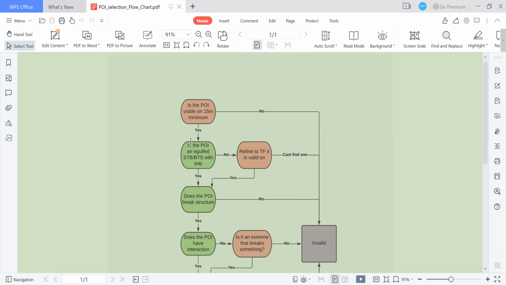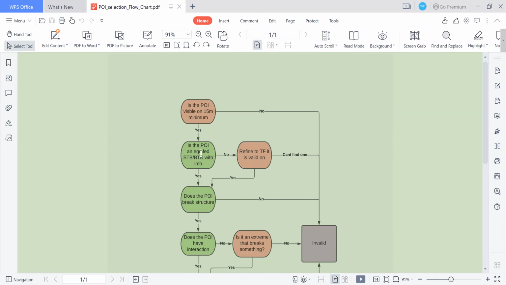Now, the next question says, is the point of interest an engulfed sell to buy candle or buy to sell candle with imbalance? That is what this STB means. STB means sell to buy candle, and BTS means buy to sell candle with imbalance. If this is correct, I will show you how to spot this. I will explain further. I just want to give an overall explanation of this first. Then I'll start explaining it unit after unit.